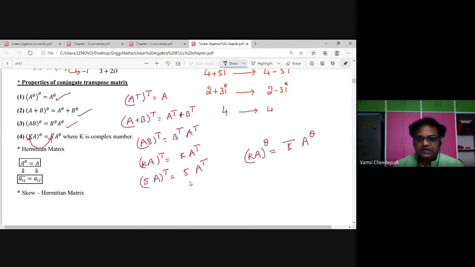Sir, what exactly is this? If it is a number like 5, 1 by 5, or 3 by 2, then there is no question. In place of 5, if I have some number like 2 plus 3i, then 2 plus 3i into matrix A whole power theta, my answer will be 2 plus 3i conjugate, which is 2 minus 3i, into A power theta. So that's the meaning of that fourth point.